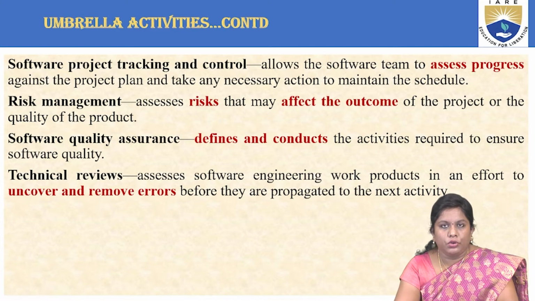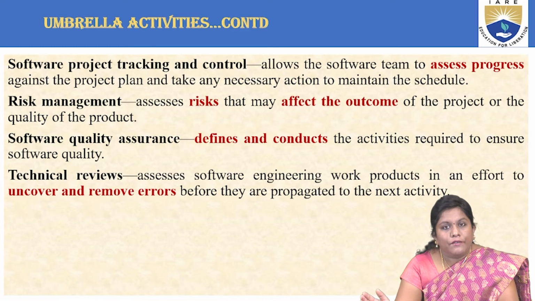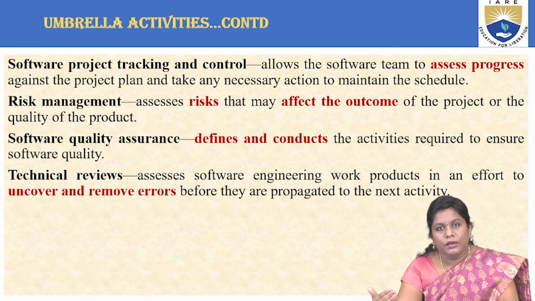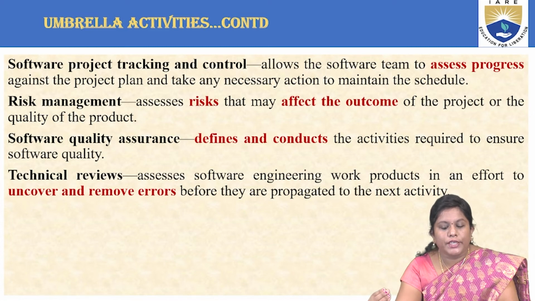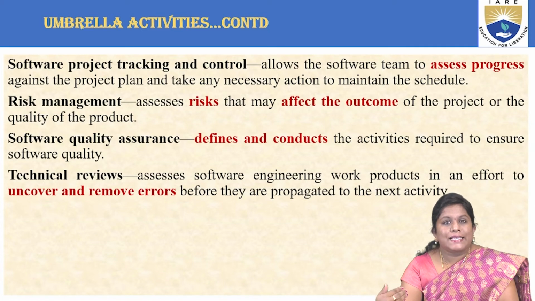So moving in depth regarding this, let us talk about the first one, that is software project tracking and control. So what is this trying to tell us? It allows the software team to assess progress against the project plan and take necessary action to maintain the schedule. So what is it telling? Initially, we had communication and then we had planning, right? In the activities that we have just seen. So here, when you say software project tracking and control, what is this trying to do? It is allowing the software team to assess the progress.